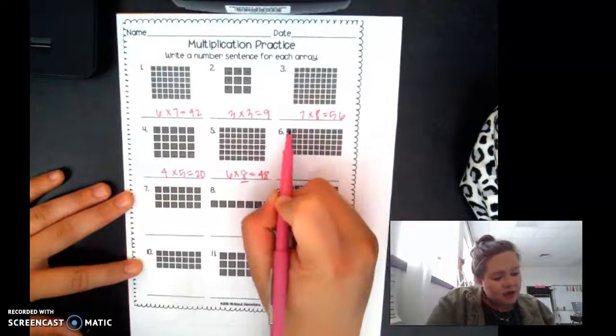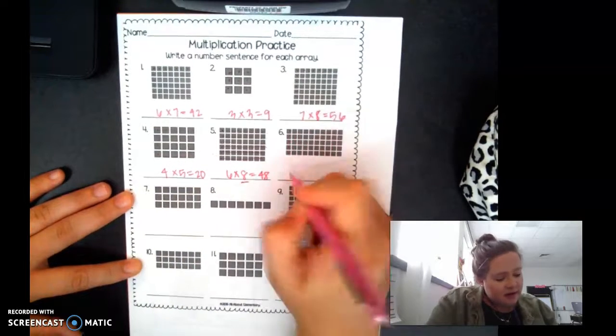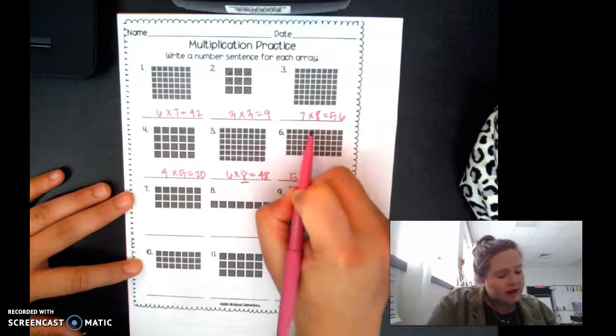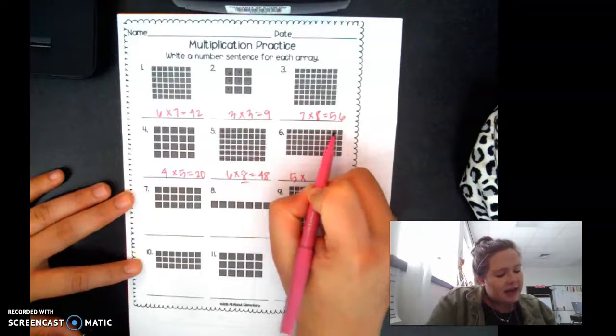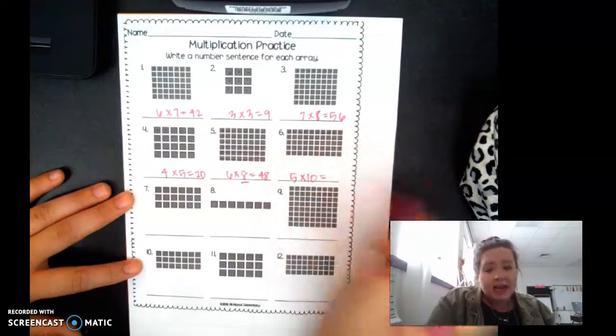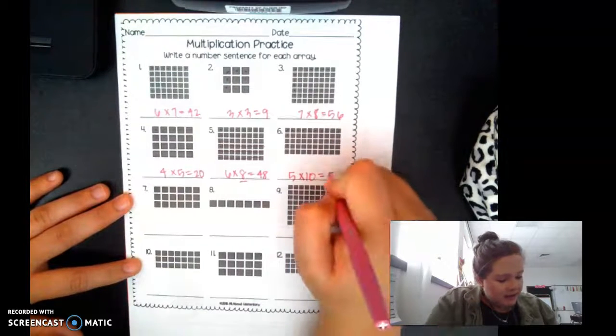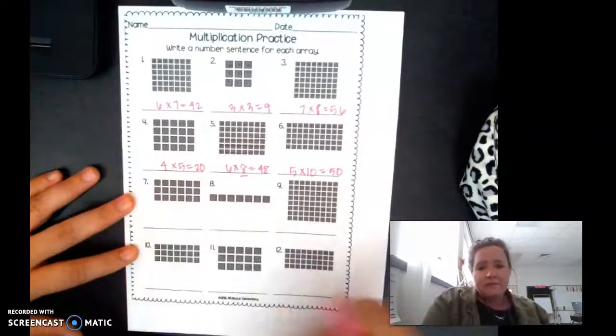So here I have 1, 2, 3, 4, 5. 5 rows times 1, 2, 3, 4, 5, 6, 7, 8, 9, 10. Times 10 in each row. 5 times 10 equals 50. Good. What is this one going to be?